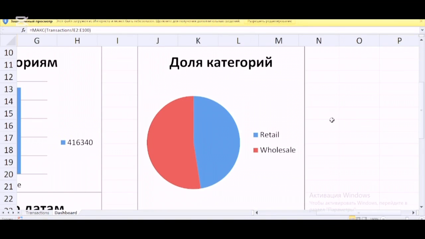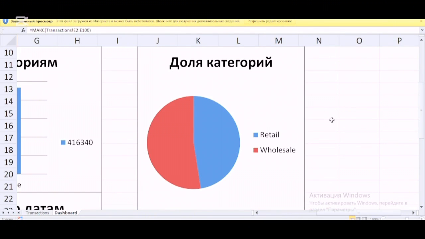The next visualization is a pie chart that demonstrates the percentage share of each category in total sales. The larger the slice, the greater the category's contribution. For example, retail makes up more than 1/3 of total transactions. This tells us the retail customers are currently the main revenue source, while the other two categories represent additional but smaller business channels.